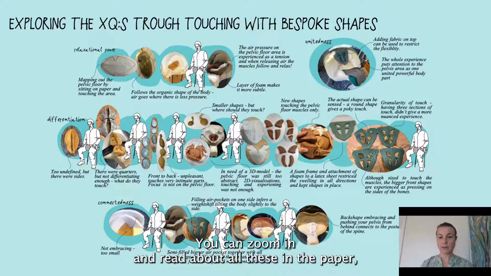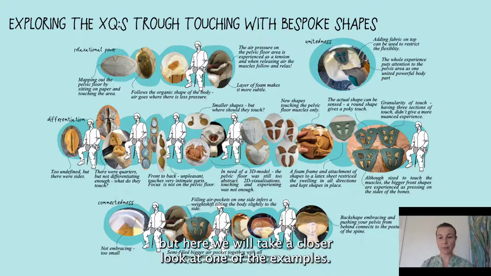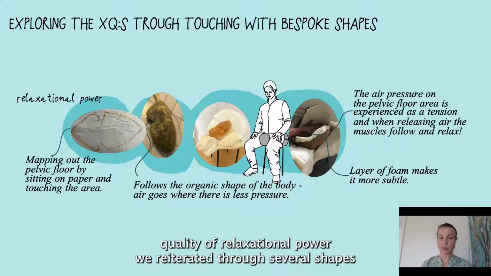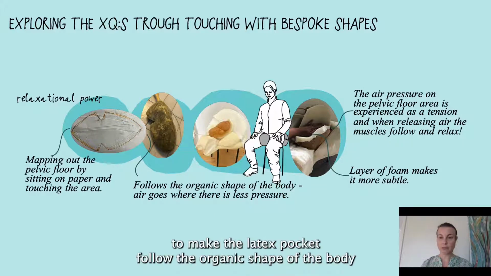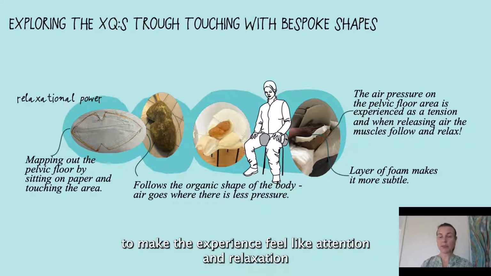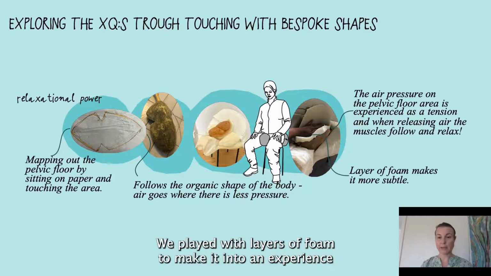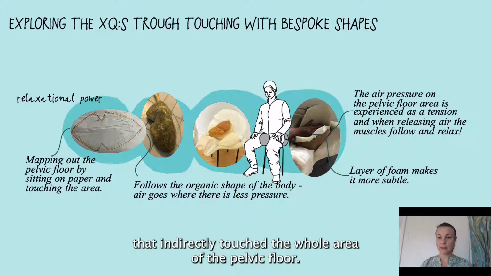You can zoom in and read about all these in the paper, but here we will take a closer look at one of the examples. For the experiential quality of relaxational power, we iterated through several shapes to make the latex pocket follow the organic shape of the body. To make the experience feel like a tension and relaxation of the whole pelvic floor area, and not pointing to any specific part, we played with layers of foam to make it into an experience that indirectly touched the whole area of the pelvic floor.